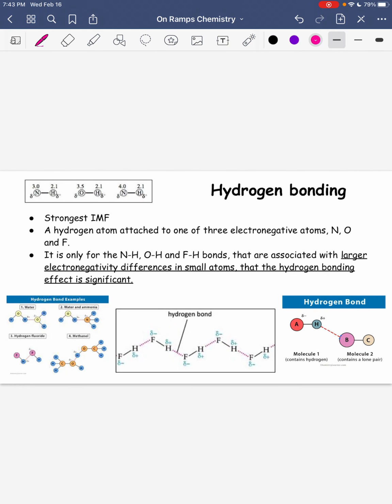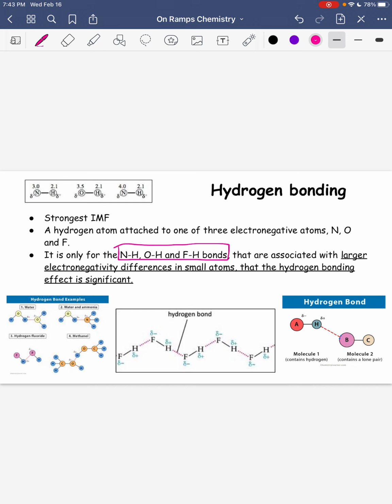So we have hydrogen bonding. This is going to be one of the strongest ones that you see. And again, hydrogen bonding can only happen when hydrogen is attached to nitrogen, oxygen, and fluorine. These are associated with larger electronegativity differences in small atoms. So this makes the hydrogen bonding significant. So we're going to see why when hydrogen is bonded to carbon, it's not hydrogen bonding.